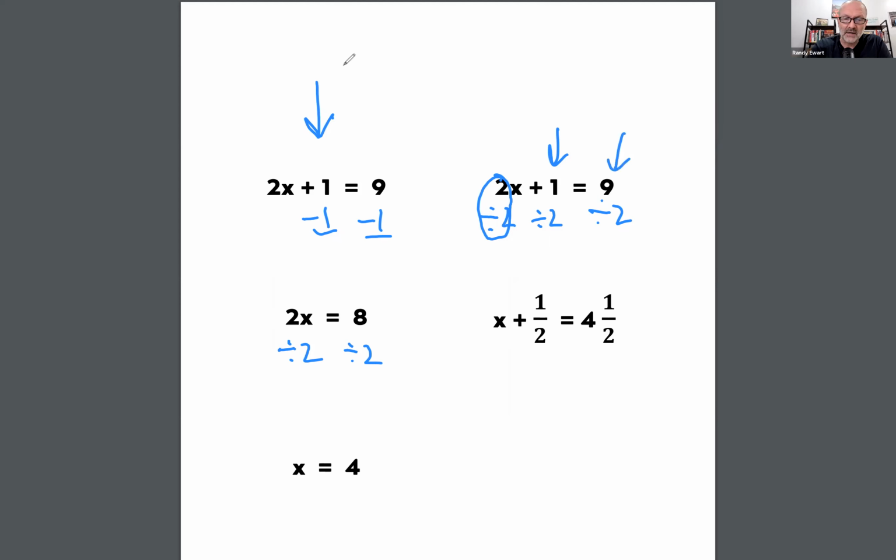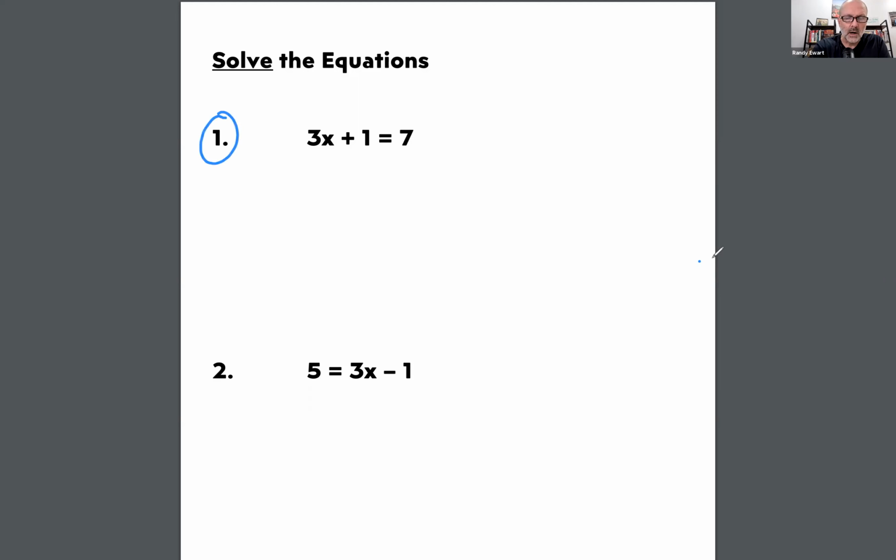So let's go do a couple practice problems. Okay, for number 1, I'm going to take care of the addition subtraction first. I'm going to subtract 1 from both sides. 1 minus 1 is 0. 3x plus 0 is 3x. And now I divide both sides by 3. 3 divided by 3 is 1. 1 times x is x. 6 divided by 3 is 2. Done.